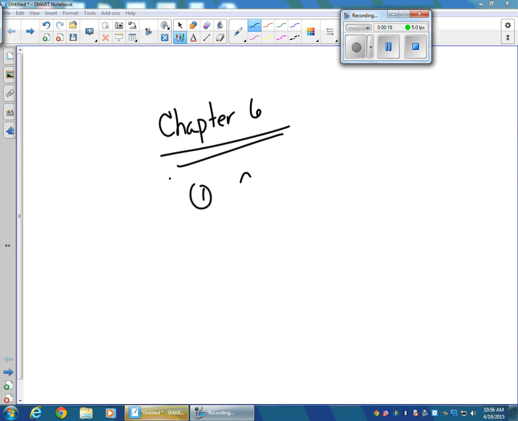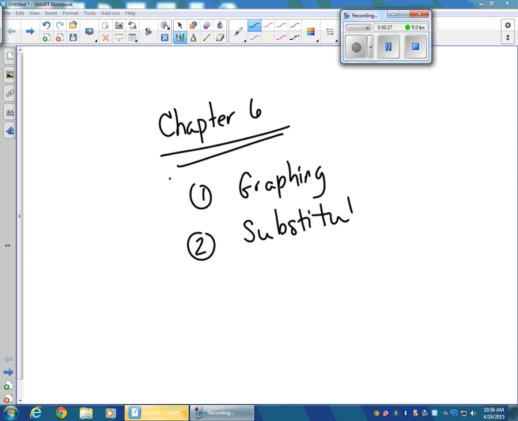The first way being graphically, by graphing. The second way will be by the substitution method. And the third way will be by elimination. When I was in school, we called it linear combination, so you may have heard it referred to that way. So these are going to be the 3 methods we're going to focus in on.